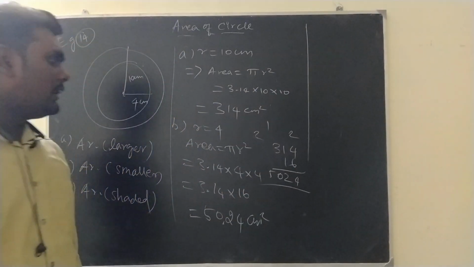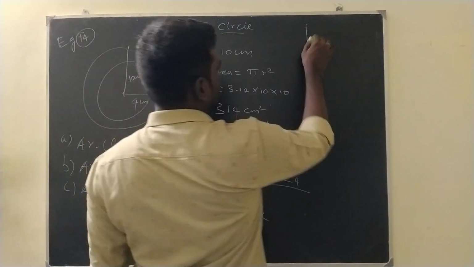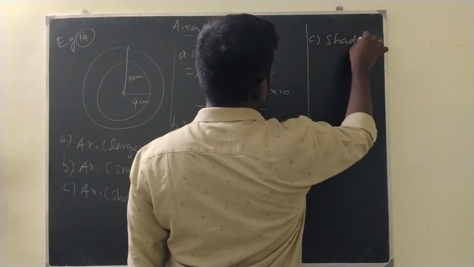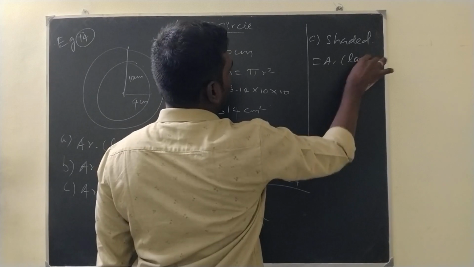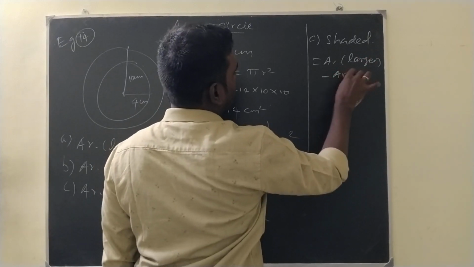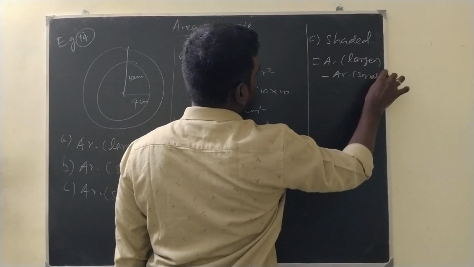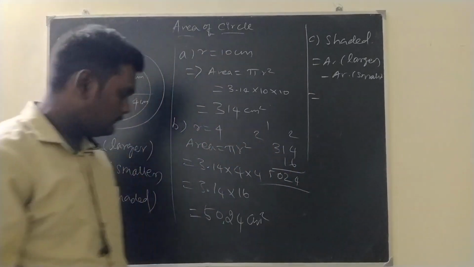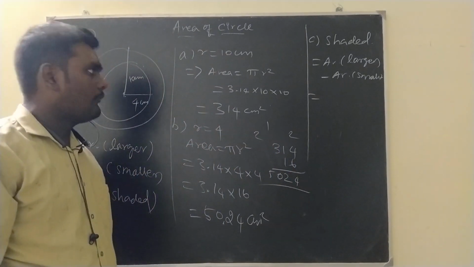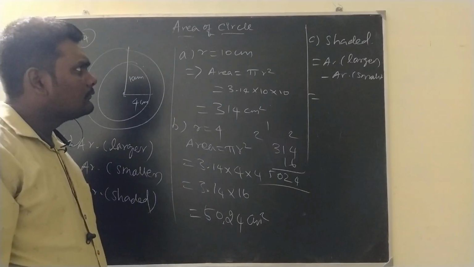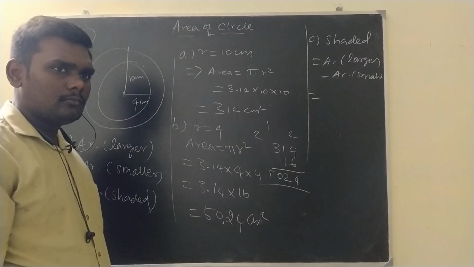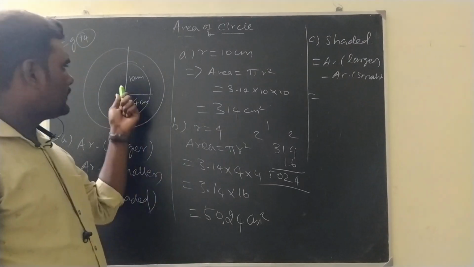And the area of the shaded part is area of larger minus area of smaller. Added with larger circle, man.